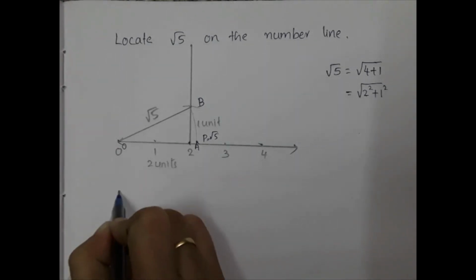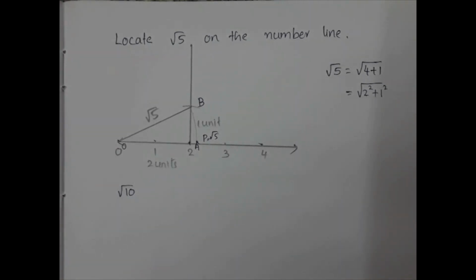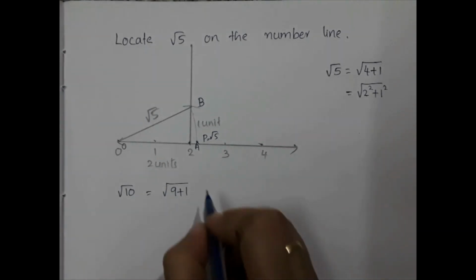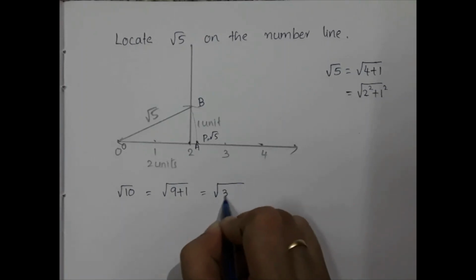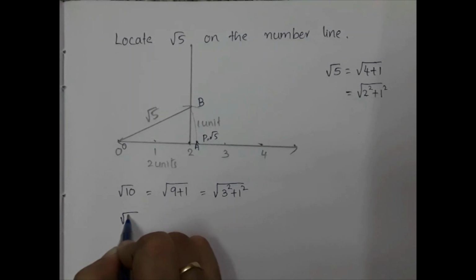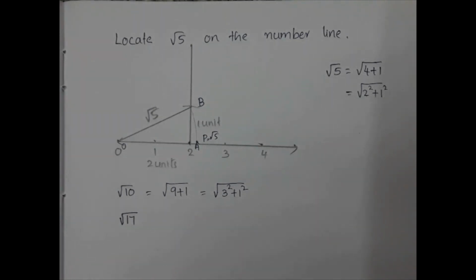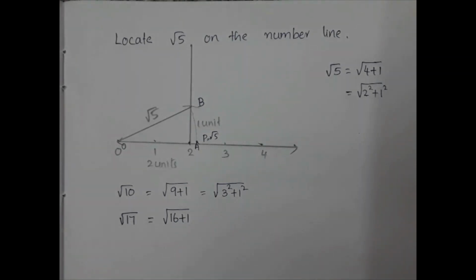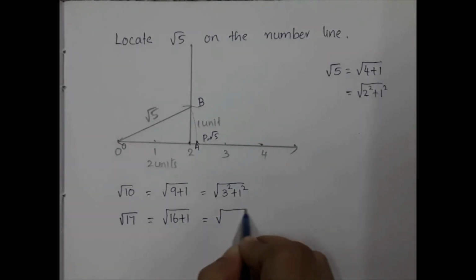Similarly, we can locate root 10. How can we locate root 10? Root 10 is same as what? Root of 9 plus 1. Is it? So that is equal to what? 9 is 3 square, so 3 square plus 1 square. So base you have to take 3 and altitude we have to take 1. Okay, next one. Root 6, root 17 you can do. How root 17? Root 17 will be equal to what? The perfect square below 17 is what? 16. Is it? So 16 plus 1 you can take. So that will be equal to root of 16 is what?